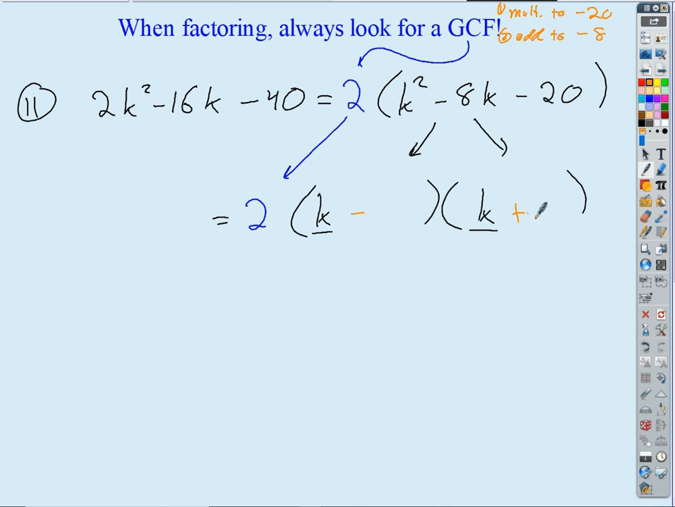We get a negative and a positive, and now let's just figure it out. What numbers multiply to negative 20 and add to negative 8? There we go. Negative 10 and positive 2 works, doesn't it? And so now we're done. It's factored. But the moral of the story is we didn't really have to do anything fancy there if we just factored the 2 out first.